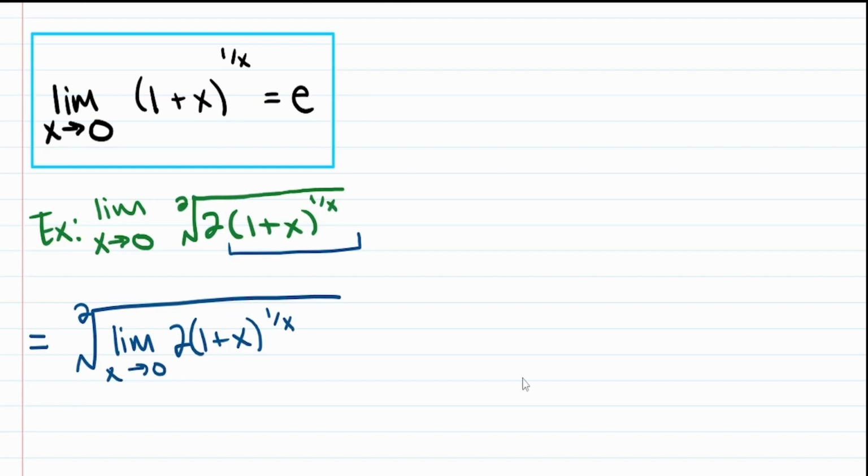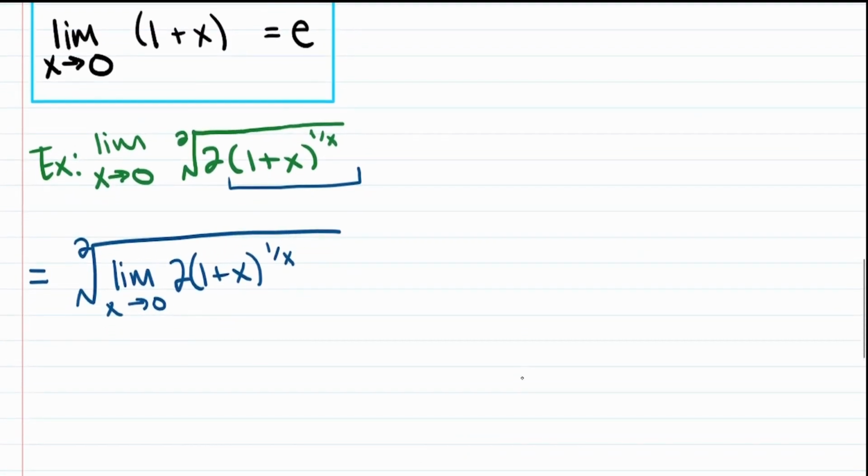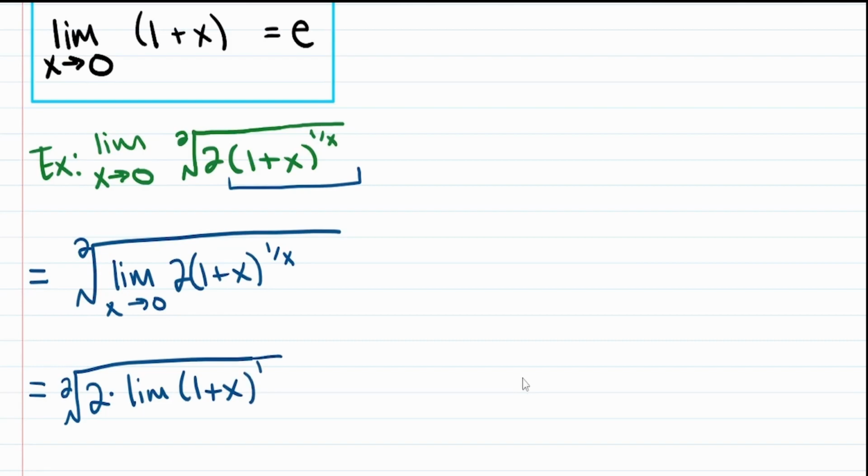Pretty close now, but we have to deal with this too. So we'll use our property that states if we have a constant, we can move that to the outside of the limit. This is the same property that we used in the first example. So now we have 2 times the limit of (1 plus x) to the 1/x power, all under the square root of 2. Now that we've done that, we have it in the right format.